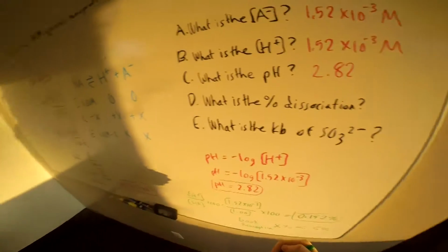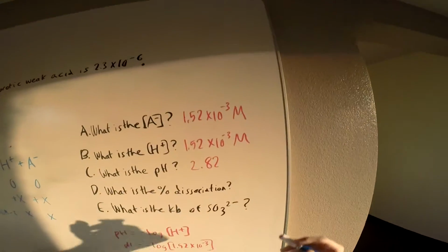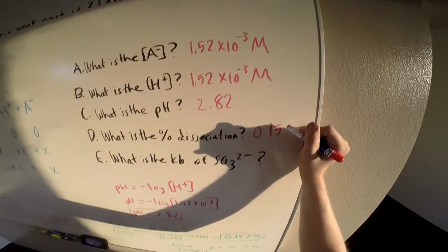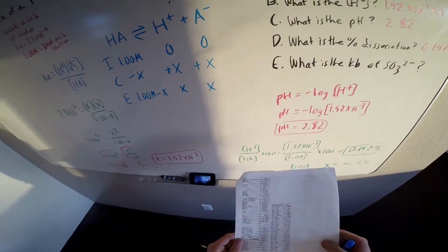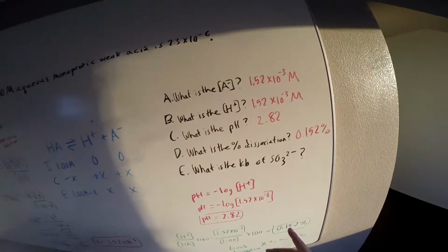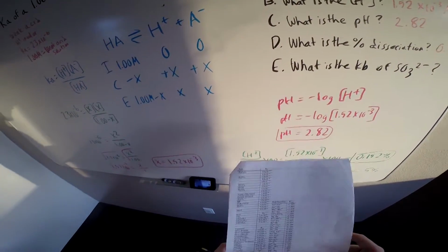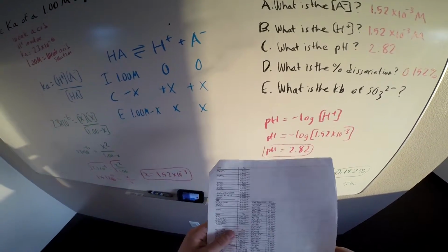So we'll write this up here. We'll keep with the red, I guess, because that's the standard we're going with. So 0.152%. Don't forget your percent. Okay, so we're going to look for the Kb of SO3 2 minus. Now we go to our chart. Our chart gives us Ka values, but we can use those to find Kb values.